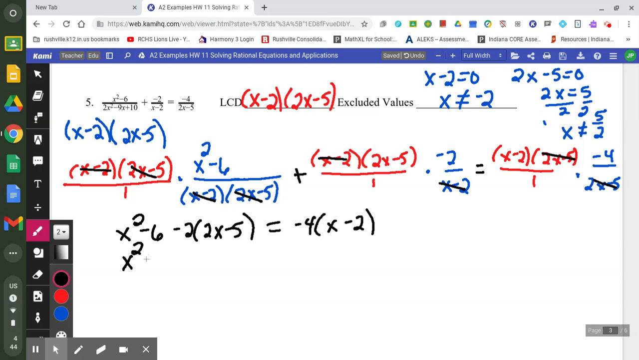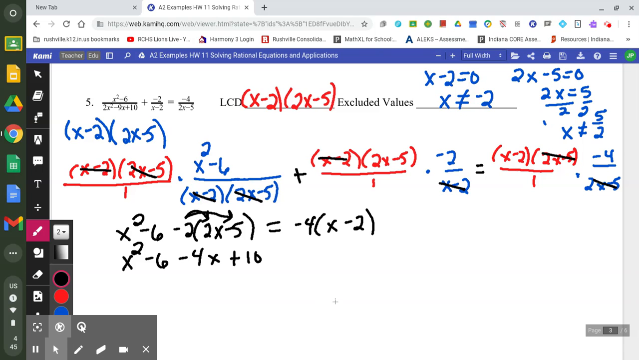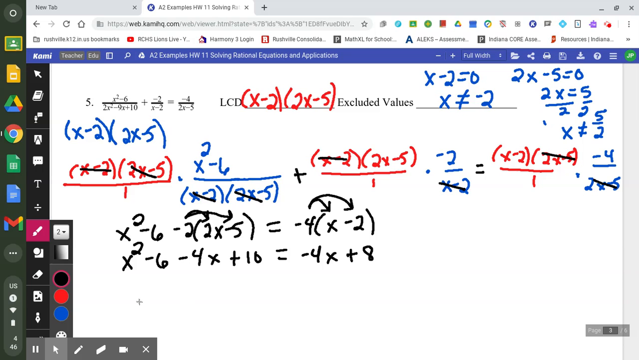So x squared minus 6, and now I've got negative 2 times 2x. So then my negative 2 times negative 5 is that positive 10 equals negative 4 times x and negative 4 times negative 2. Then I need to put like terms together. So x squared minus 4x. And then I've got negative 6 plus 10 gives me plus 4 equals negative 4x plus 8.